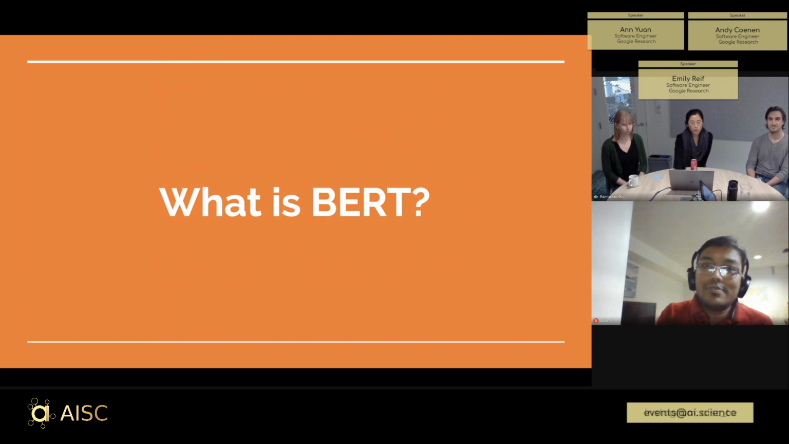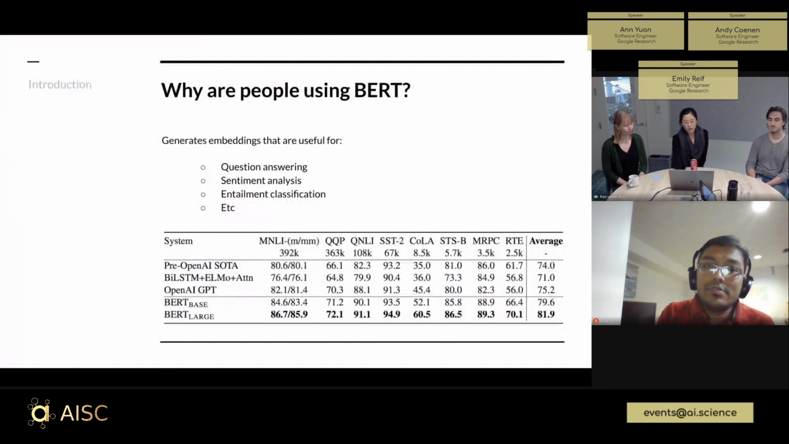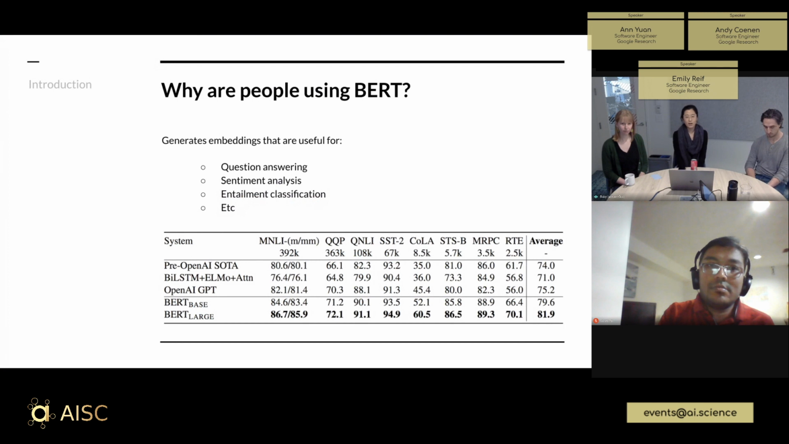And just to give a quick introduction into what is BERT. So BERT is a general purpose language model that came out in 2018 that generates embeddings for text that turn out to be very useful for a variety of downstream tasks, including question answering, sentiment analysis, and entailment classification. This figure on the slide is from the BERT paper, and it shows that on a set of language understanding tasks, BERT was able to attain state-of-the-art results. Since then, BERT has been surpassed by several other models, but by and large, those models use BERT as an underlying architecture.